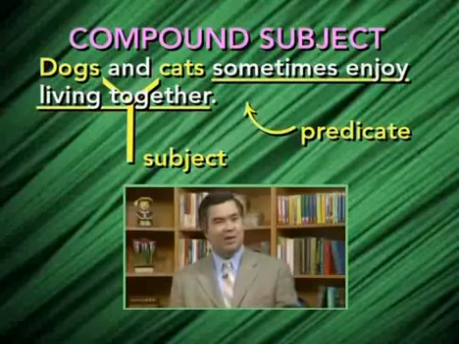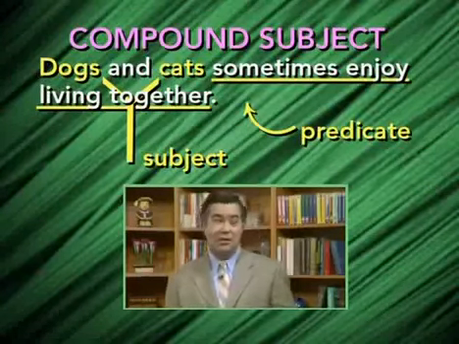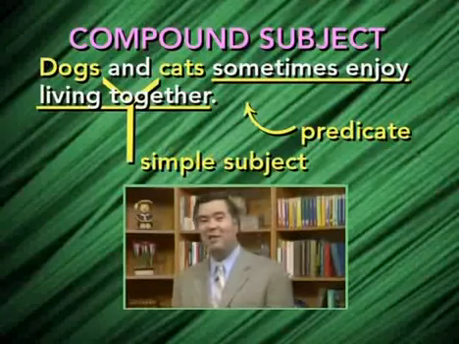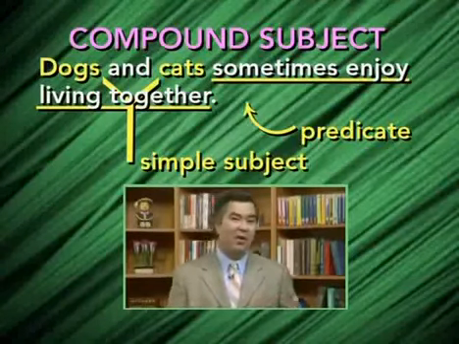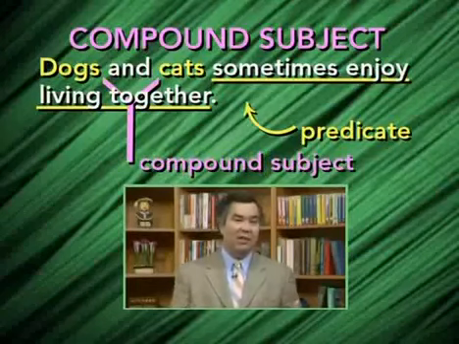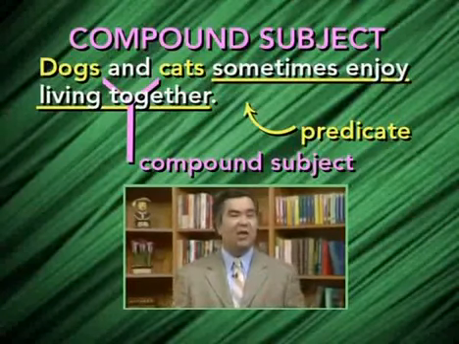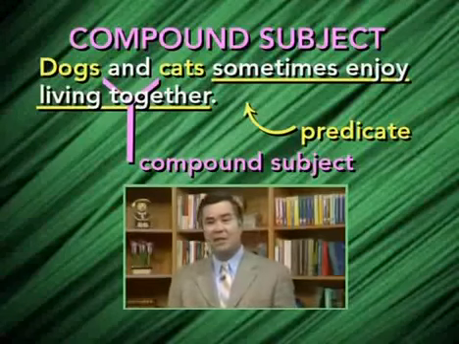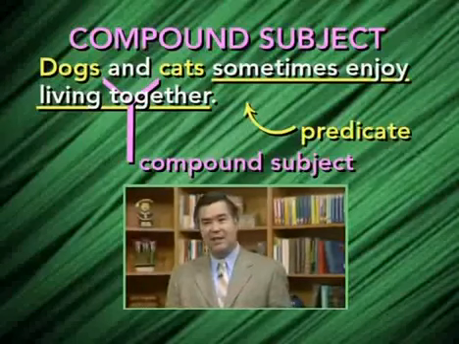Now, what's the simple subject of this sentence? Is it dogs? Is it cats? Well, really, it's both. The sentence isn't only about dogs, and it's not only about cats. It's about both. And since we have two subjects that are joined by the word "and," we would consider this a compound subject. So the entire subject is both words and the word "and" between them. Dogs and cats all together go to make up the subject as well as the simple subject. In this case, a compound subject exists in this sentence.